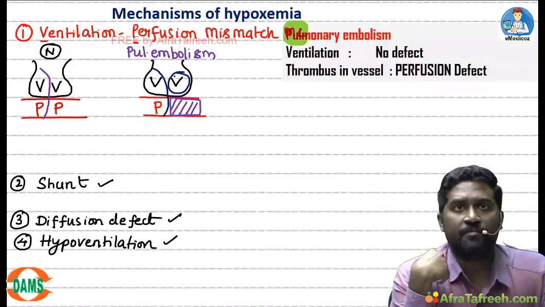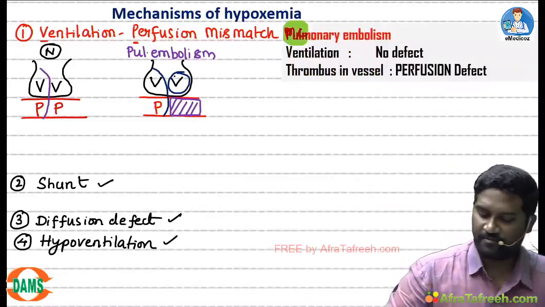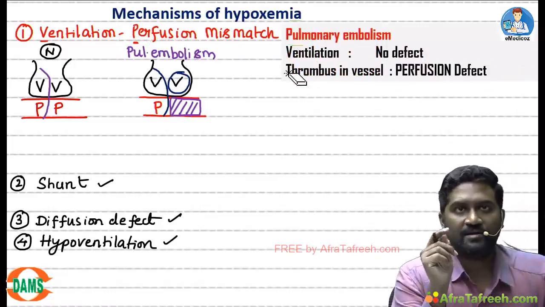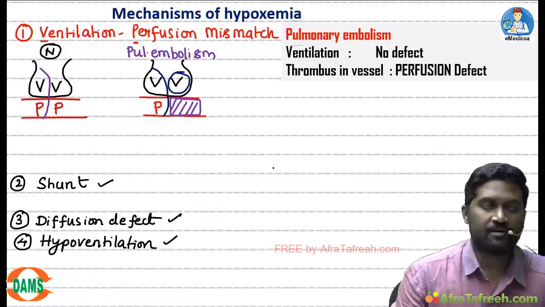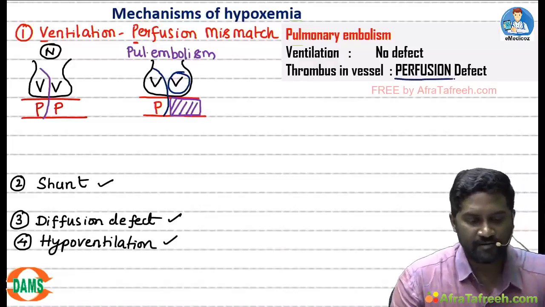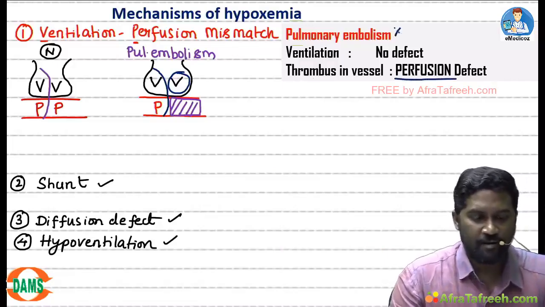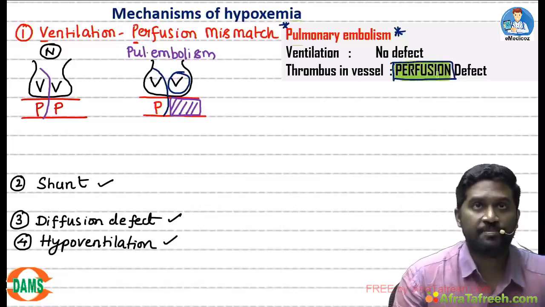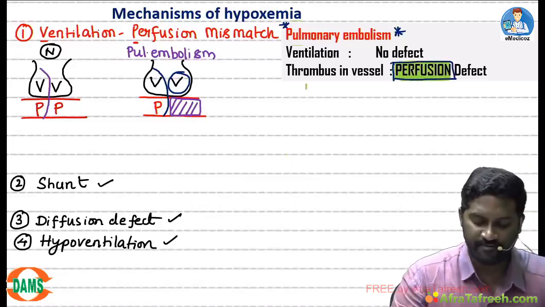So in pulmonary embolism, there will be no defect in ventilation. There is a perfusion defect. Frequently asked question: pulmonary embolism is a predominant perfusion defect. Note this point.